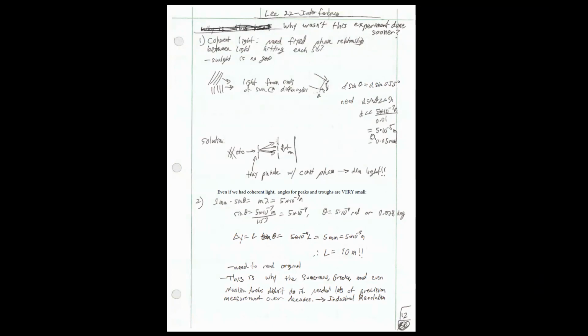And that means that d will have to be much less than 5 times 10 to the minus 5 meters. And you'll go over some effects related to this on the homework. But that's one more reason why the Sumerians, the Greeks, and even the Arabs were unable to do this.